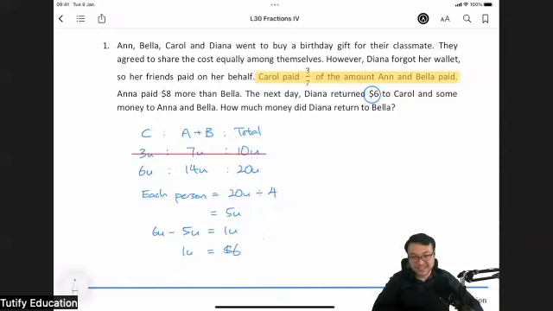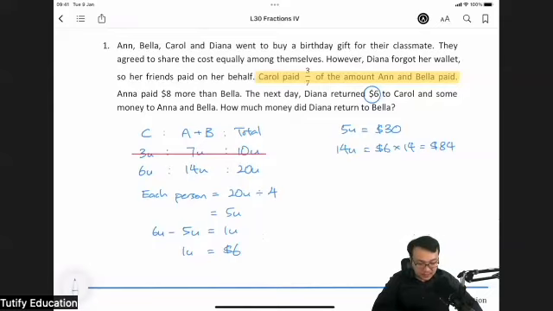Okay, let's find 5 units. How much is 5 units? 5 units is $30. Very good. And how much is 14 units? 14 units is $6 times 14. 84. Yeah, 84. Correct.